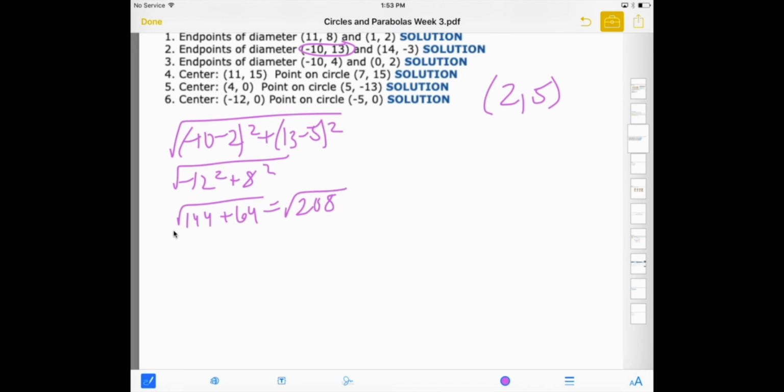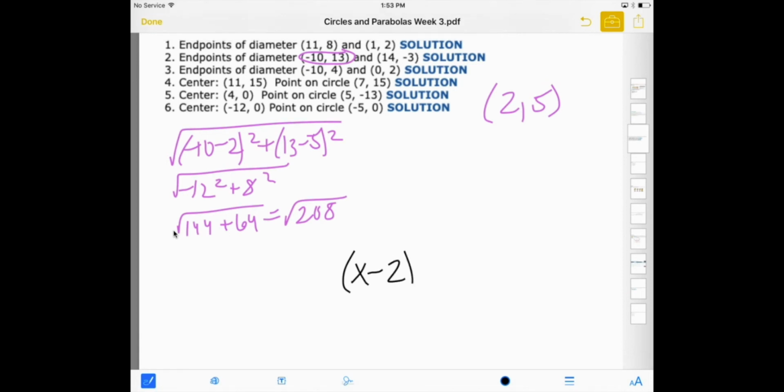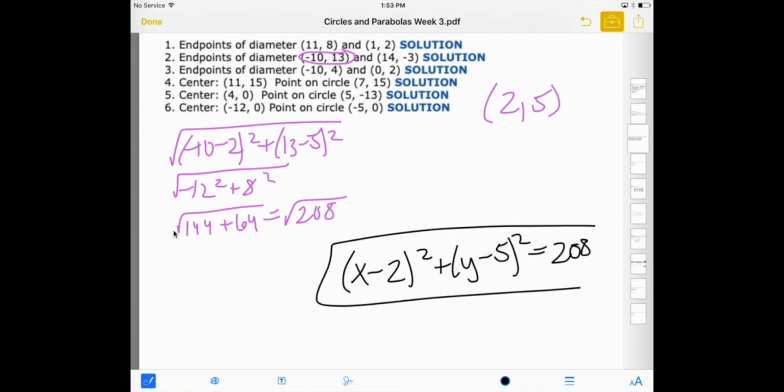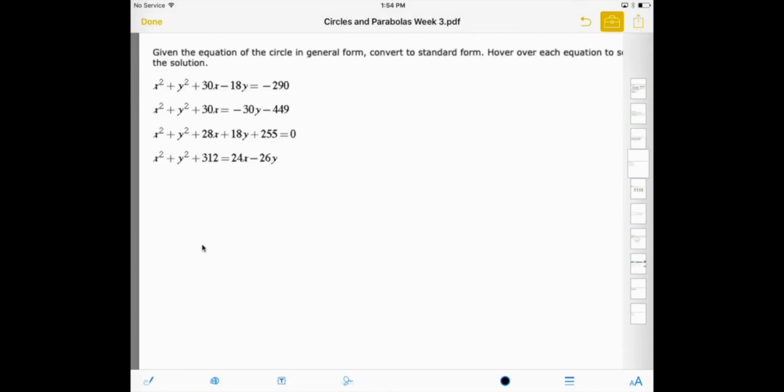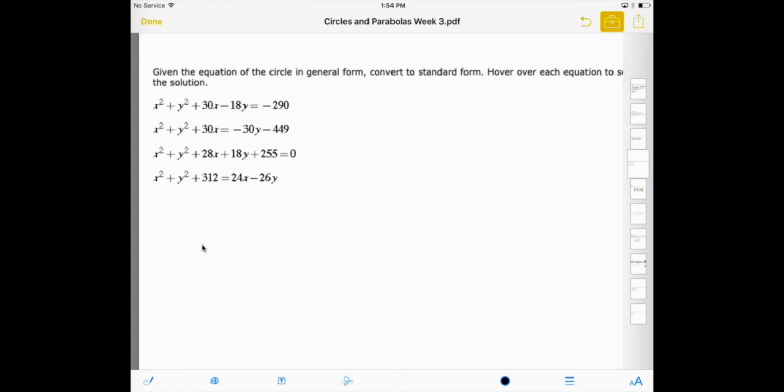for my radius. Now when I take those and plug them into the equation, I know h is 2 and k is 5, so I'm going to take x minus 2 squared plus y minus 5 squared, and then I want the radius squared at the end, so that's going to take off the square root, which is just going to be 208. Alright, so from those examples, that's all that I did, because it would be a super long video if I did all of them.